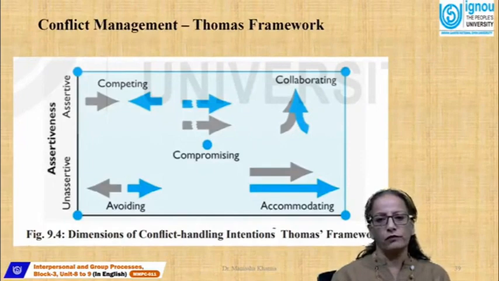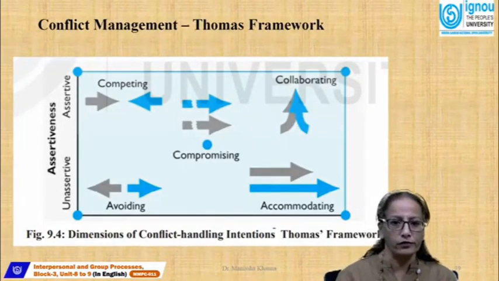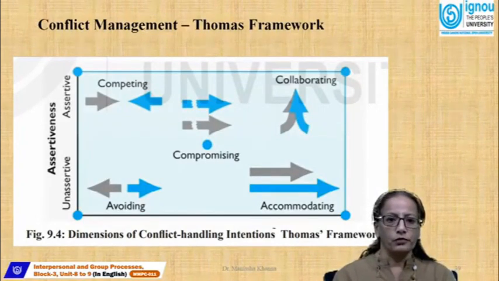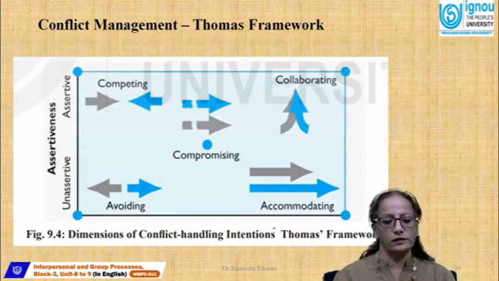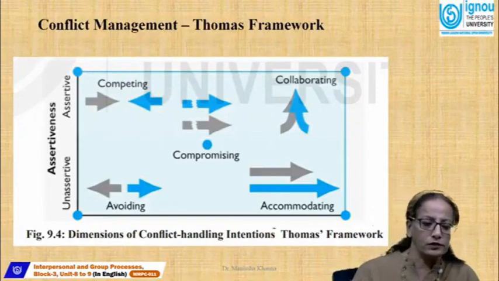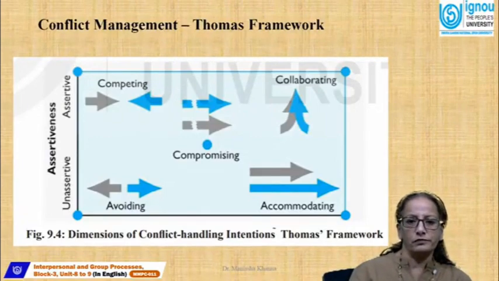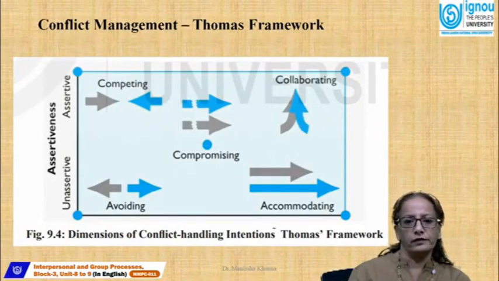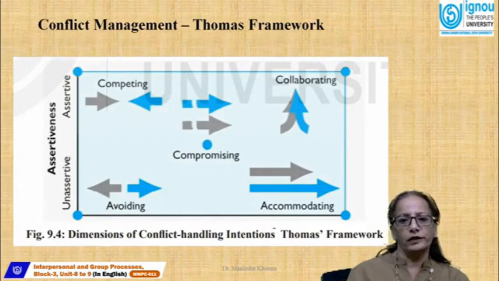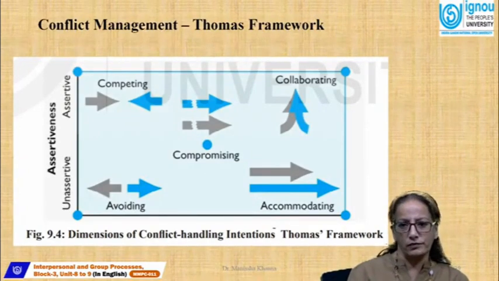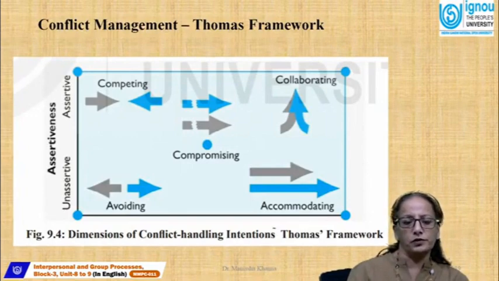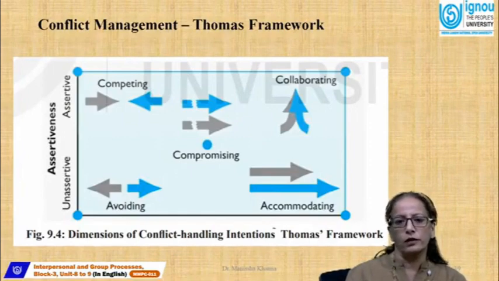So the dimensions of conflict handling intentions given by the Thomas framework are based on assertiveness, with two behaviors, unassertive and assertive. Avoiding is when everybody is avoiding the conflict, setting themselves apart. Accommodating is when they are moving towards the same stage. Collaborating is a stage beautifully shown by these arrows, where the two parties come together on the same strategy and compromise.